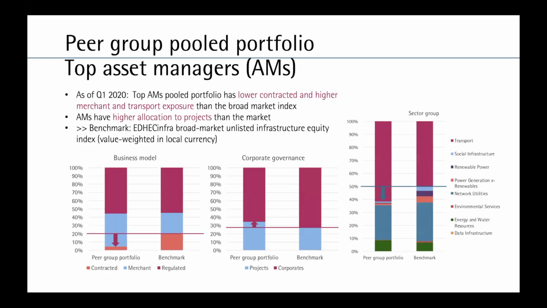Now, looking at the top asset managers pooled portfolio in more detail, we see several differences with the market benchmark. We see a greater exposure by value to merchant assets. You can see this on the left. We see a small bias towards project finance, even though the majority of the portfolio is made of corporates, just like the market benchmark. This is the central chart. And we see a clear bias towards transport at the expense of smaller sectors like renewables and social infrastructure. That's for the top asset manager pooled portfolio. And for this, the benchmark we'll use will be the global broad market benchmark.